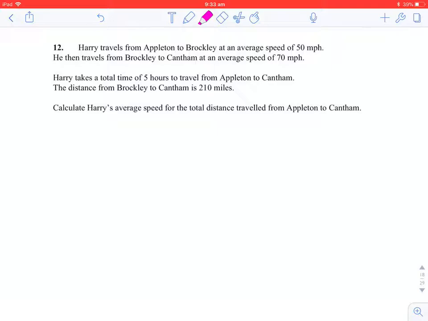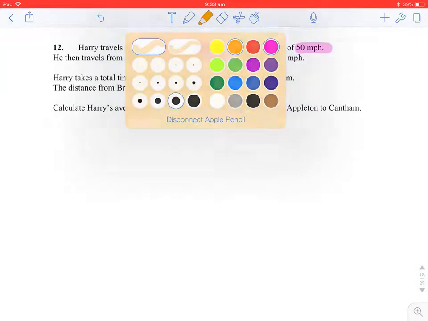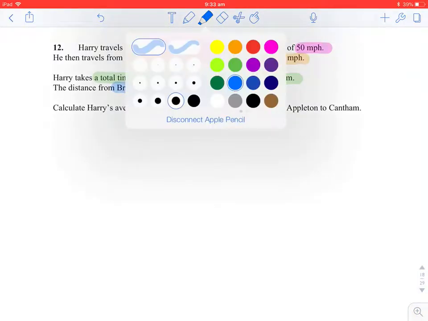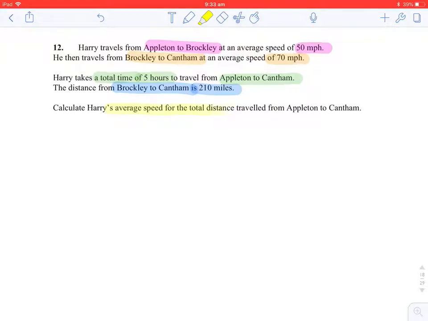There's a lot of information in here. We've got 50 miles per hour for the first part. Then we've got 70 miles per hour for the second part. We then got 5 hours for the total journey. And then we have the distance from Brockley to Cantham. And then finally, we've got the fact that we want to work out the average speed for the total journey.